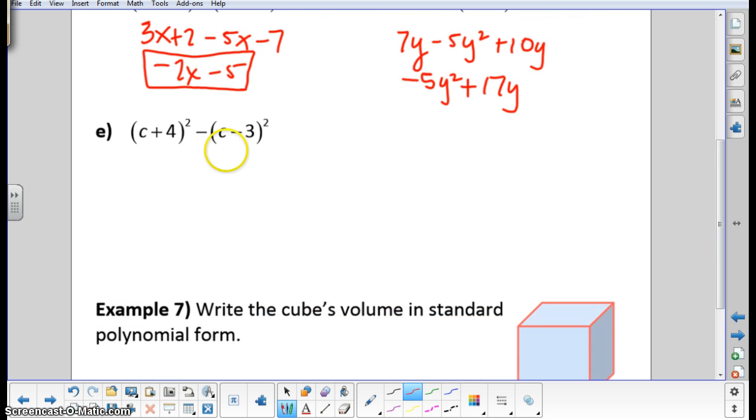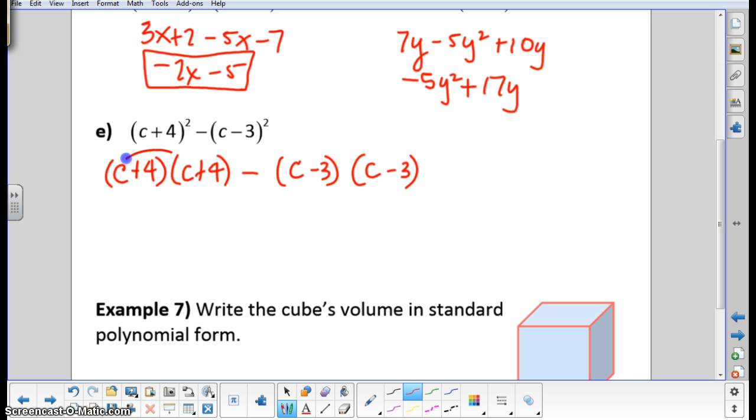Okay, this one is kind of fascinating. How interesting to do it with two different binomials squared. So we're going to put these side by side, and we're going to put these side by side, and we're just going to work down through it. So (c plus 4) times (c plus 4) minus (c minus 3) times (c minus 3).